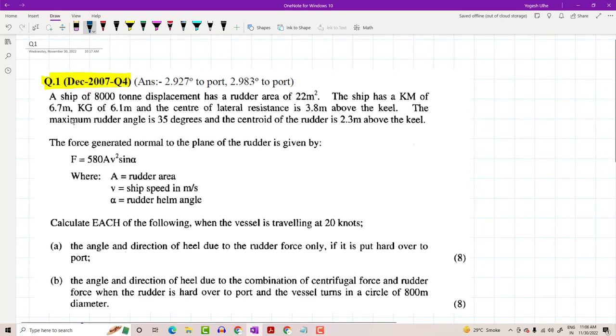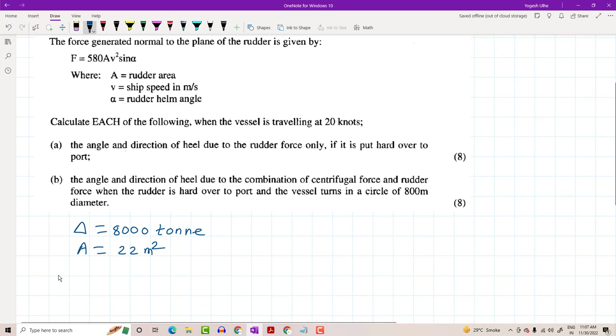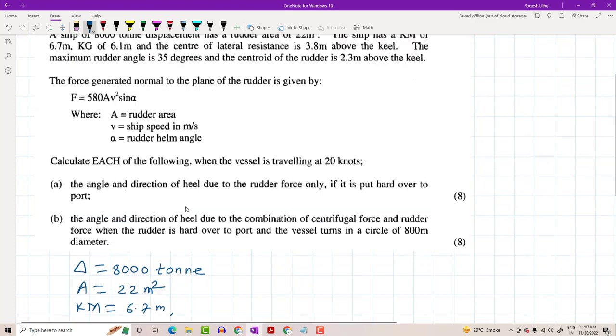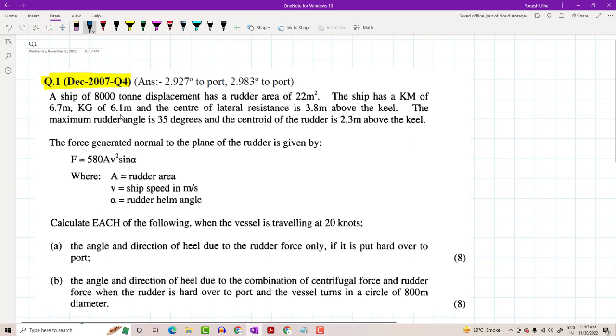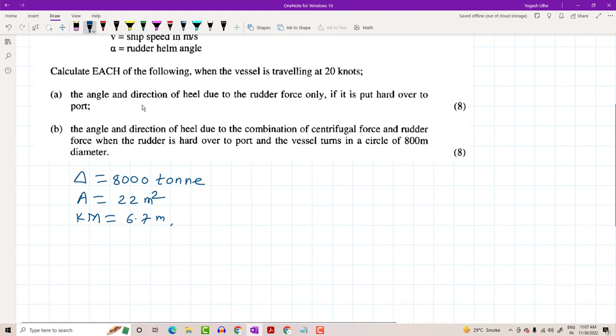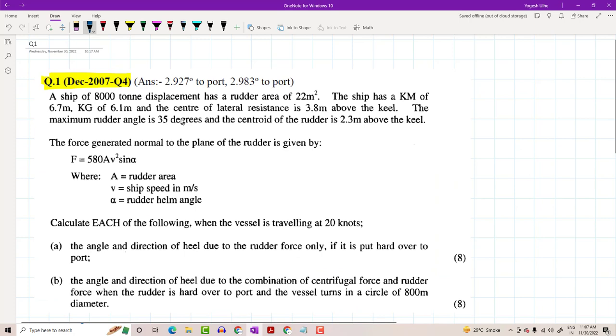Then the ship has a KM of 6.7 meter. What is the KM, guys? Distance between keel and metacenter. So KM is 6.7 meter. The next thing they have given us is KG, 6.1 meter. And then at the end, the center of lateral resistance is 3.8 meter above the keel.